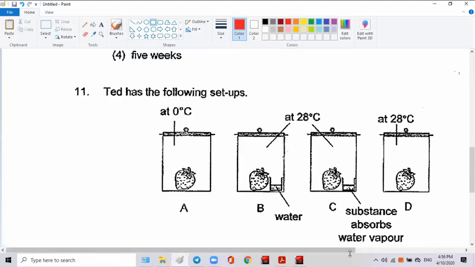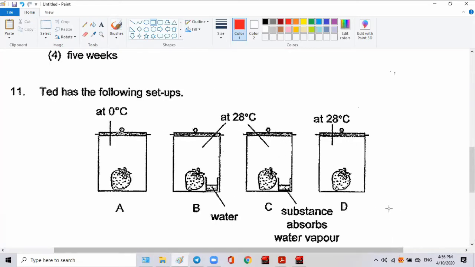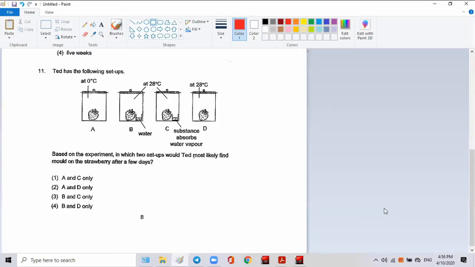Okay, number 11 has the following setup. A is 0 degrees C. B is like room temperature. That's true, but someone give water. Living things need water to multiply, right? Suitable temperature will be most ideal. Of course, 0 is like frozen to death already, beyond most living things, right?